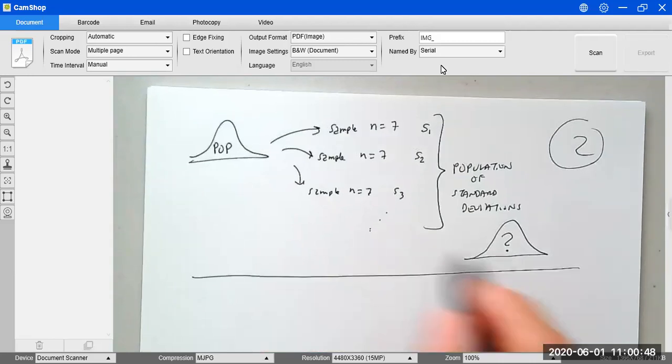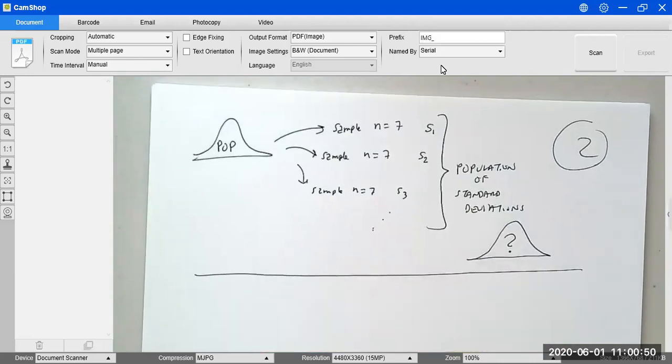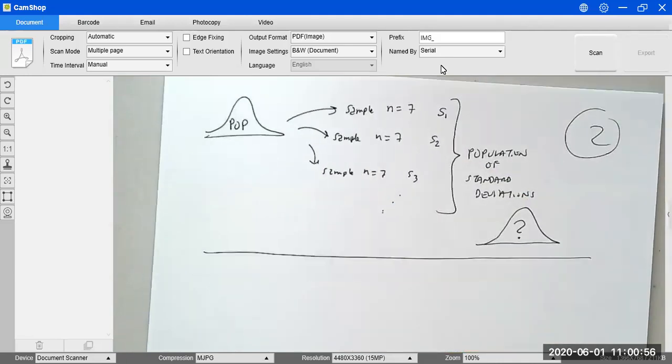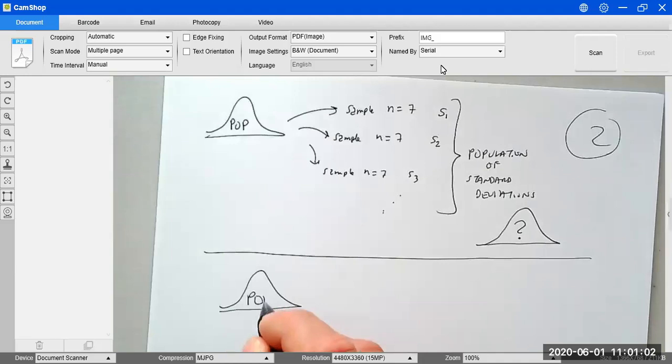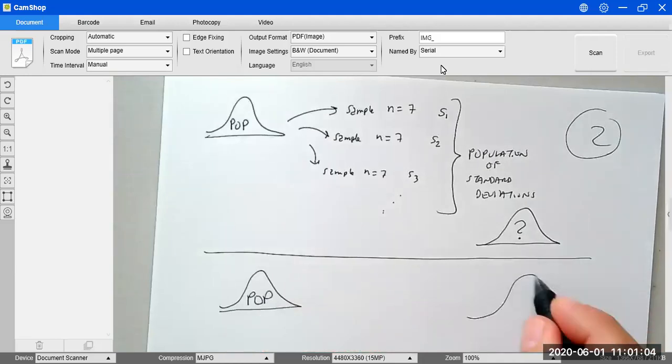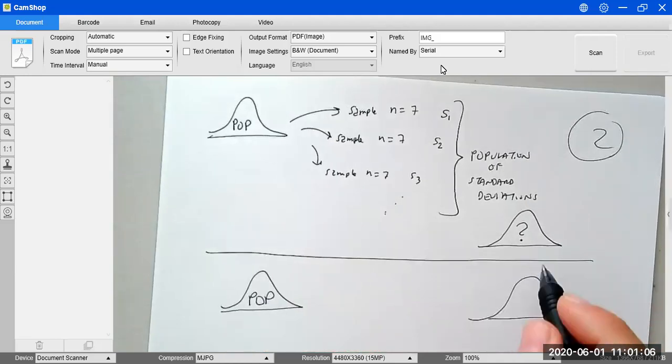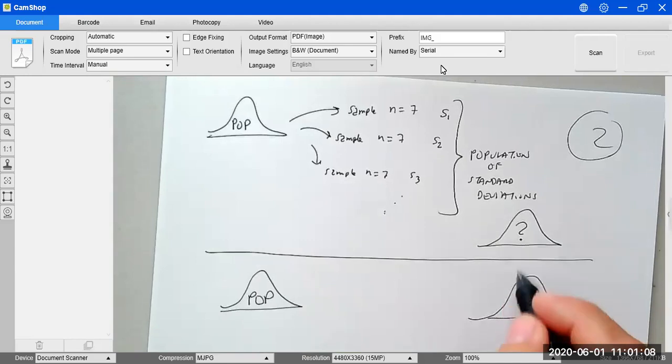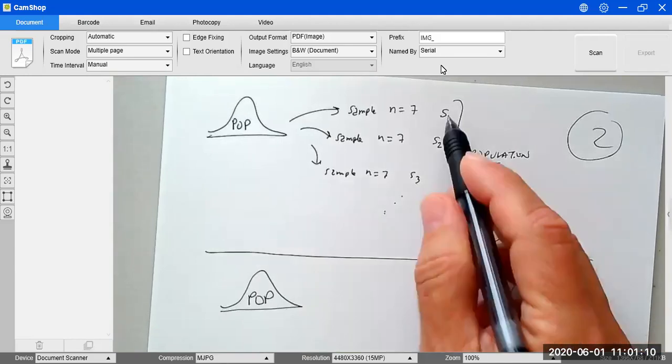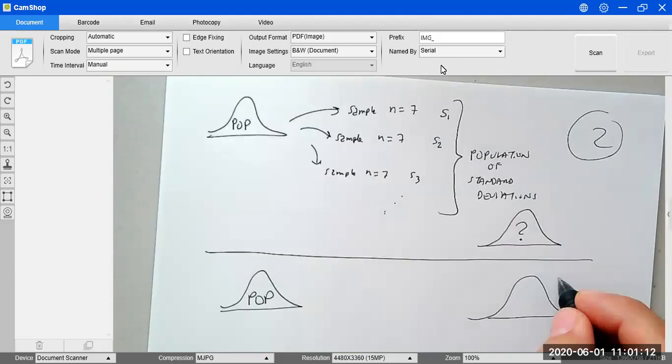So, we can do that also with another kind of statistics that you can compute from a sample. The important thing is that there is a relationship between the original population and the distribution that your statistic follows. We're going to call the distribution of our statistics a sampling distribution.